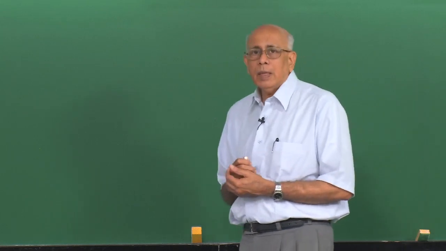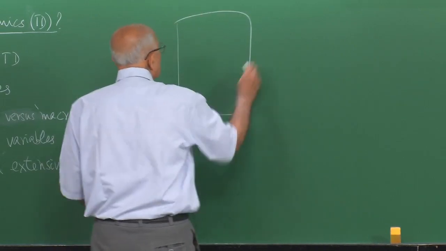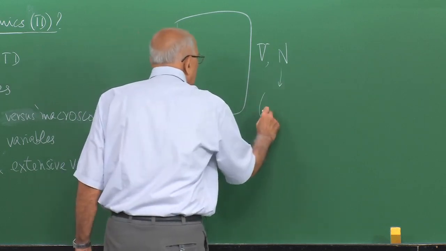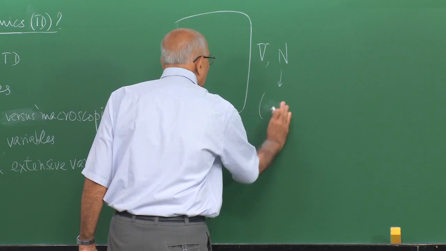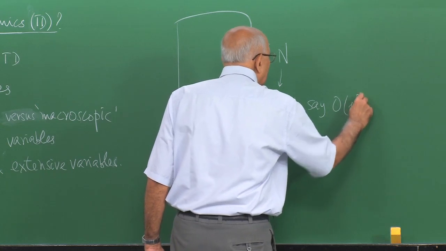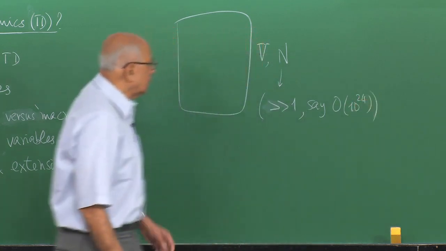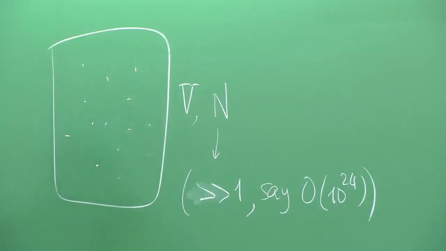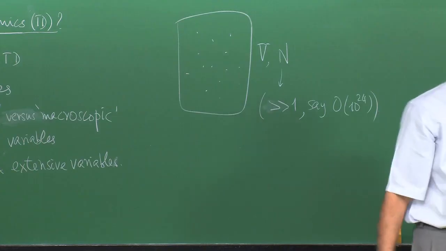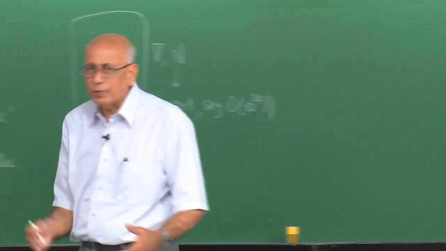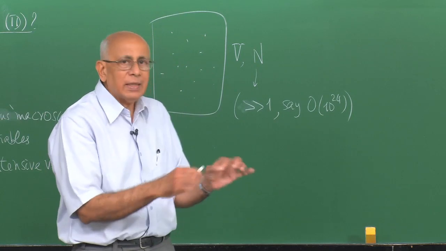So, our first problem is to ask what happens if you took a container of some specified volume V and you put n particles in it, where this n is very large, so much greater than 1, say of the order of 10 to the 24 or something like that, and you have these particles moving about in this container, if it is a container of gas, interacting with each other, and we would like to know what physical information we can get from this system, how to understand the physics of this system of particles which are interacting with each other.